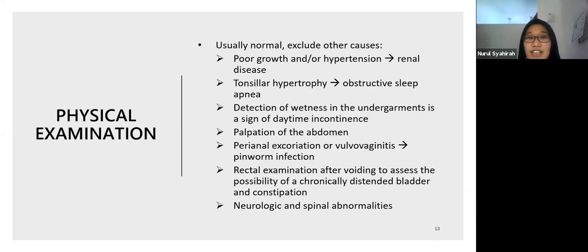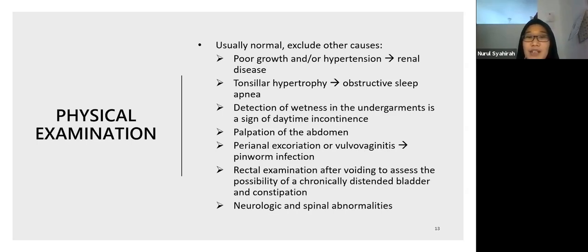Then for the physical examination, usually there is no finding, but we need to do it to exclude other causes. For example, if we think of renal disease, the patient may have poor growth and also hypertension. If we think the patient may have obstructive sleep apnea, sleep disordered breathing caused by tonsillar hypertrophy. Then there is detection of wetness in the undergarment, which is a sign of daytime incontinence. Then palpation of the abdomen for fecal impaction, but usually it cannot be palpable.